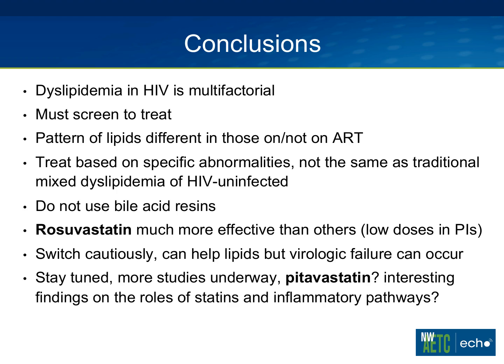So in conclusion, I think we need to remember that the dyslipidemia of patients with HIV is very multifactorial. We need to be screening for this routinely. We can't treat it if we don't know it's there. The patterns of lipids are different both from patients who don't have HIV as well as from patients who are not yet on antiretroviral therapy. Much of it we treat the same as HIV uninfected individuals, although there are some specific differences and we have to be much more careful of interactions. Rosuvastatin tends to be more effective than the others, although we have to use very low doses and be cautious when we're using it with protease inhibitors. When we're switching to reduce dyslipidemia, we need to do that cautiously. And stay tuned, there's a whole bunch of really interesting things going on right now that may change everything and have a huge impact over the next couple of years.